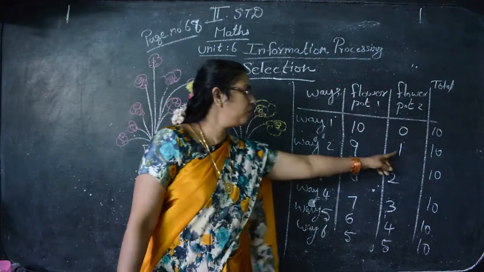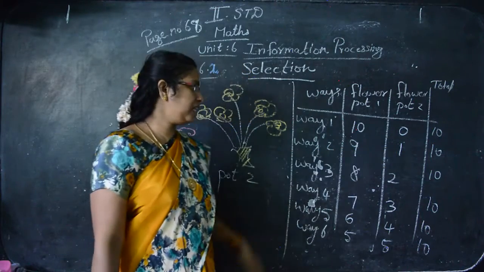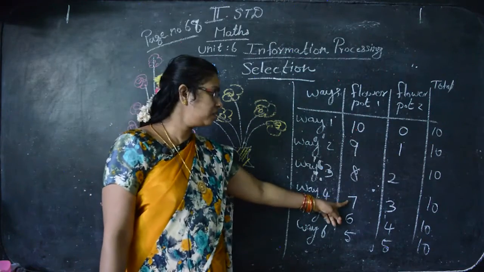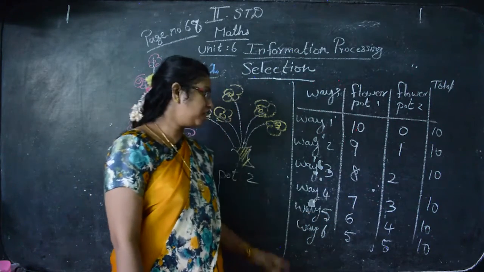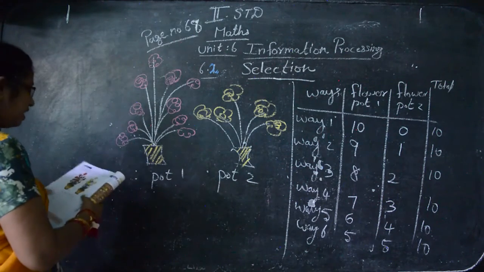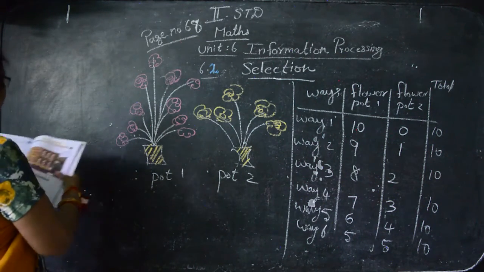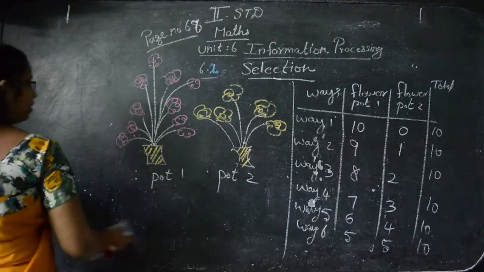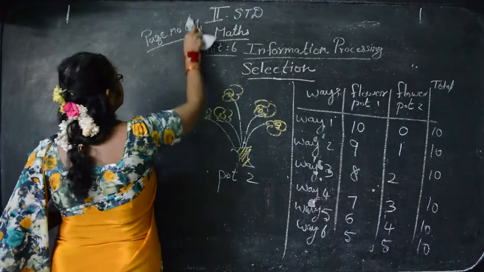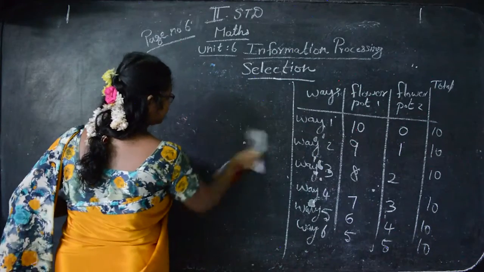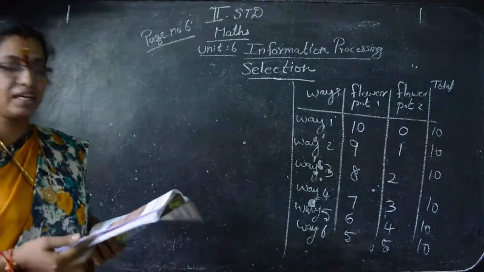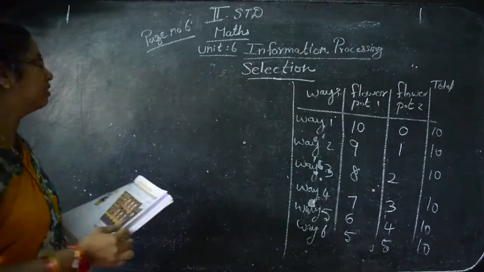9 red flowers, 1 yellow, 10. 8 red flowers, 2 yellow flowers, totally 10. Then 7 red flowers, 3 yellow flowers, so totally 10 we got. Like this we can arrange it, select it, okay. Then take page number 69, children. Come to page number 69. Just for understanding only, no book exercise, just to understand and know how to select.